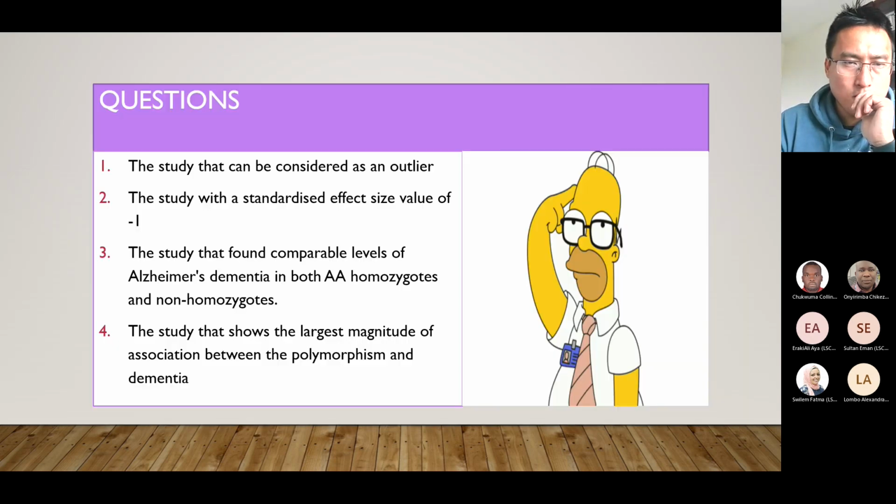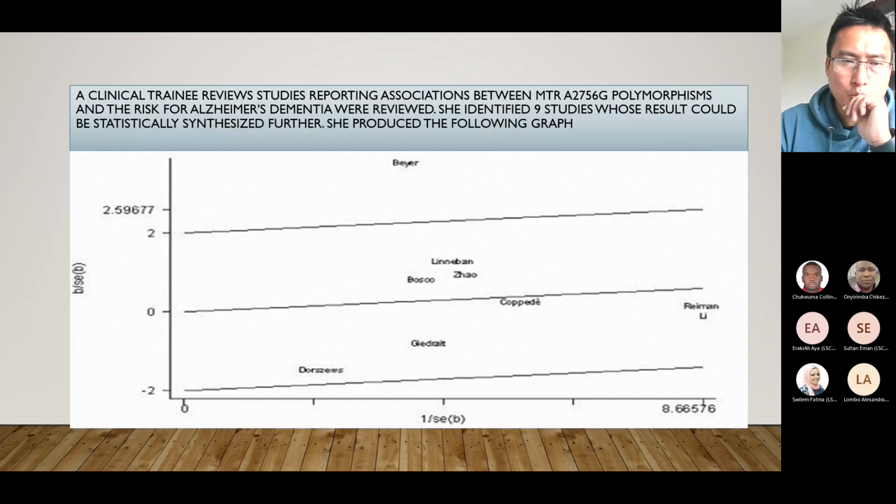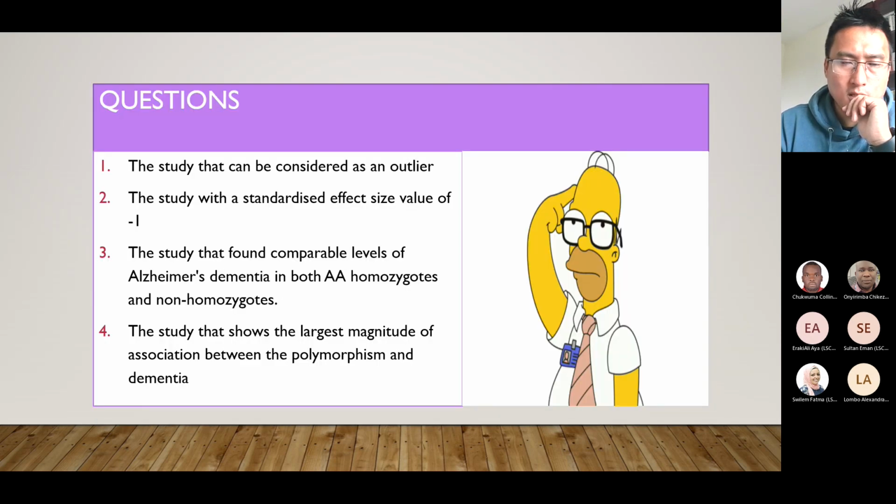Let us look at some of the questions. Which of the studies shows a standardized effect size value closer to -1? -1 standard deviation. Yeah, -1. Okay, let us skip this one. I think the others are the same.